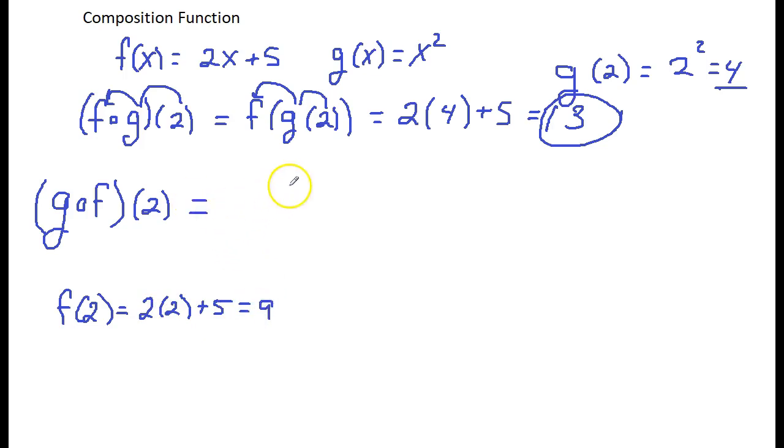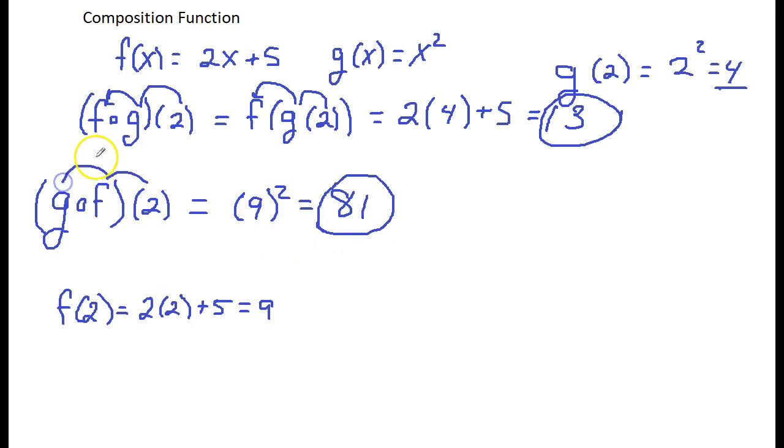Okay, and now if I plug that into function g, I'm going to say 9 squared. Well, 9 squared is 81. You notice there's a big difference here between 81 and 13. Not the same. Okay, so remember, the one listed second is what you plug the number into, and then you plug that answer into the next function. Think of it as a double plug-in.